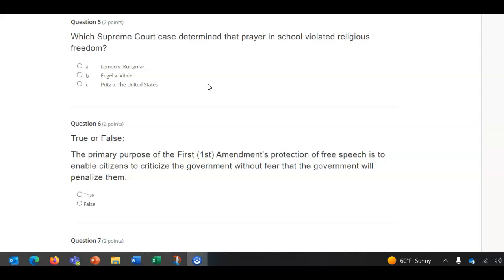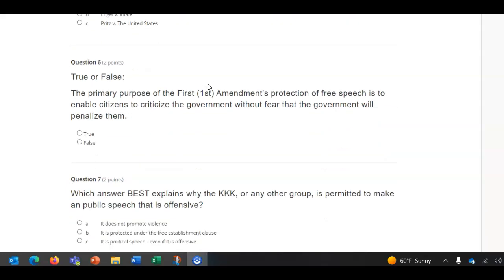Which Supreme Court case determined that prayer in school violated religious freedom? A. Lemon versus Kurtzman. B. Engel versus Vitale. C. Pritz versus the United States.